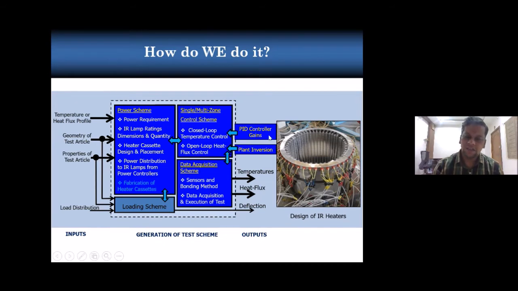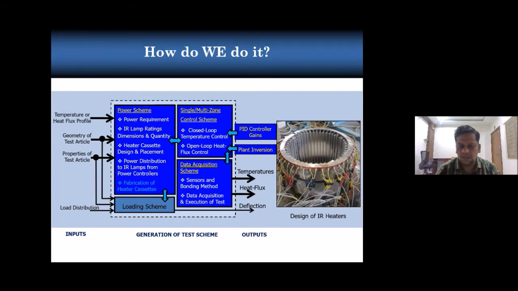So if I work with one gain, that may not work with another system, or it may not work with another hardware. So every time I have to do a gain scheduling for everything. Then open loop heat flux control: based on the heat flux profile, we will initially generate a voltage profile. Voltage is a time profile. We will directly feed that voltage profile to the heater via a thyristor.